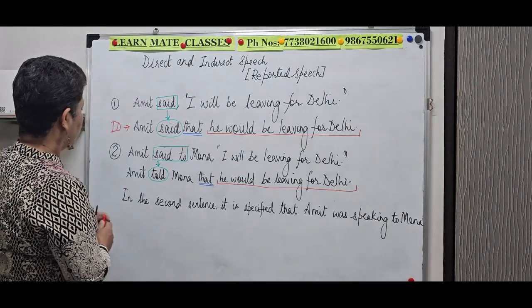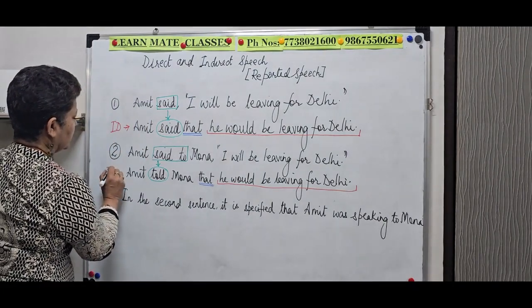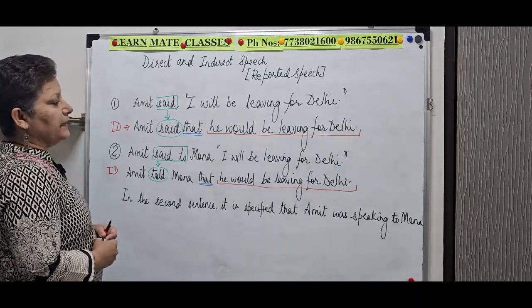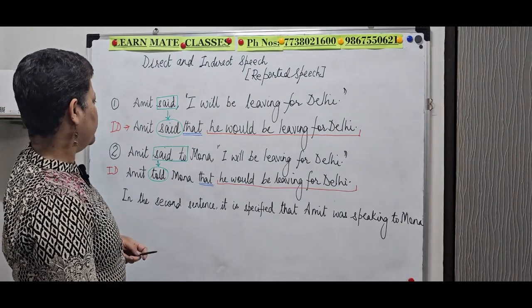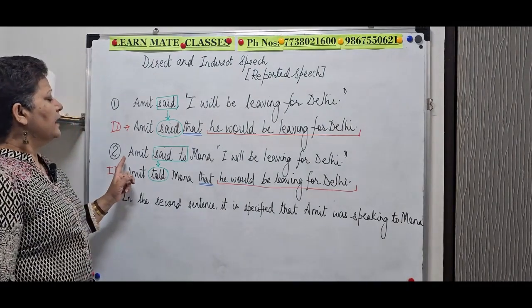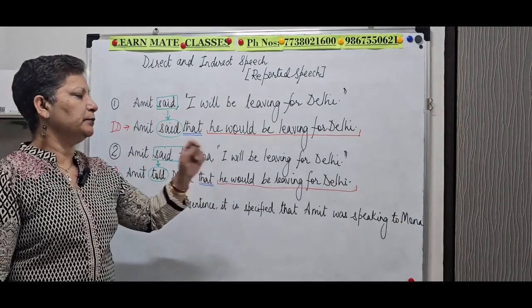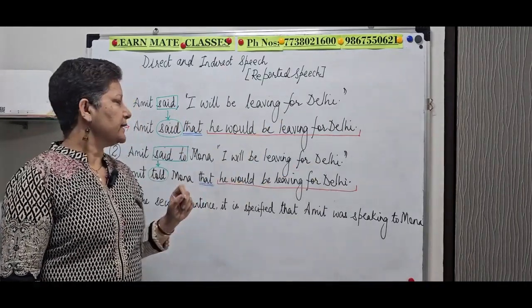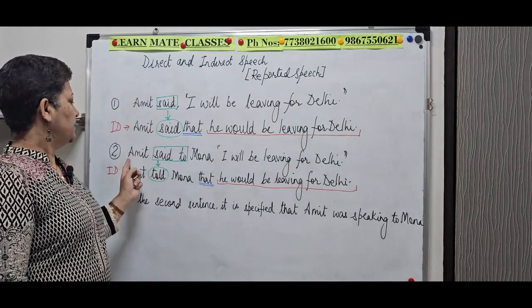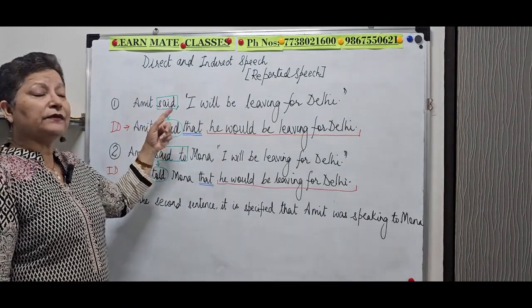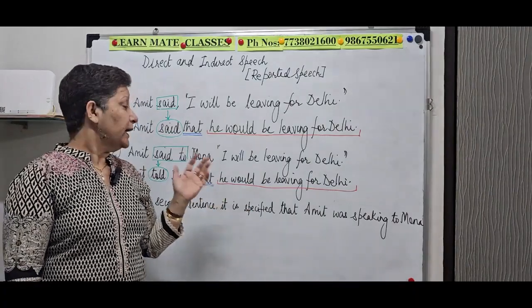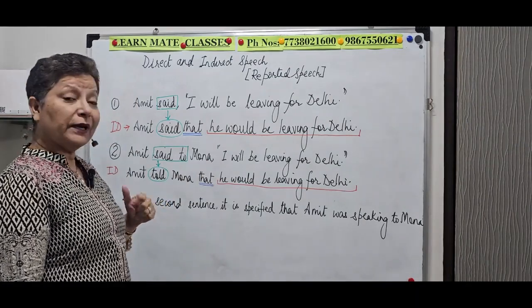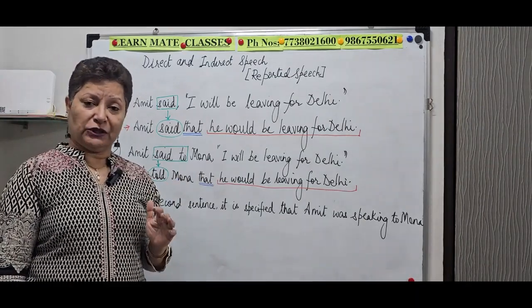Okay, so let's look at these two sentences which I have written on the board. The first one says, Amit said, I will be leaving for Delhi. The next one says, Amit said to Mona, I will be leaving for Delhi. The same thing, Amit said. In the first sentence, we don't know who he was speaking to. But in the second sentence, we know that he was speaking to Mona. So let us see how the reported speech changes.